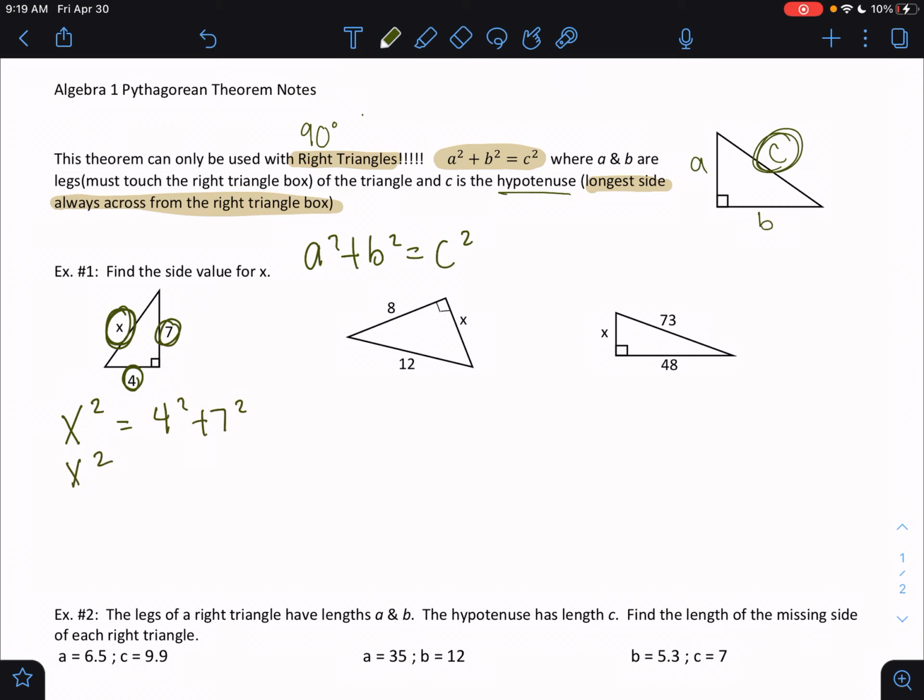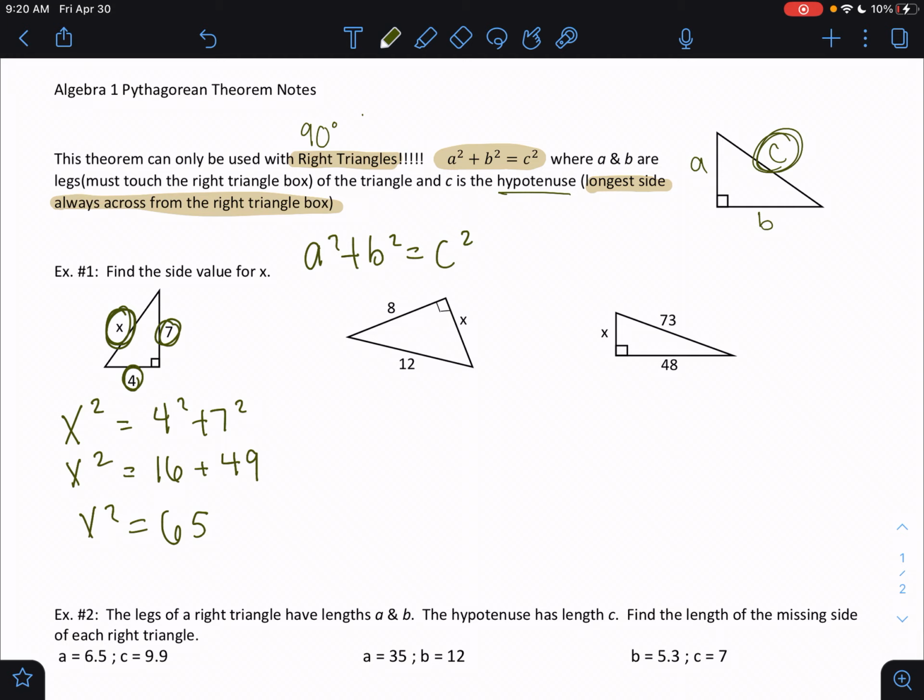So x squared equals, now we want to solve down the right side of the equation first. So 4 squared is 16, 7 squared is 49. Remember, do not do times 2. Use your calculator and do squared. And then use your calculator and do 49 plus 16, and we'll see that x squared equals 65. To solve this, we now have to take the square root of both sides.